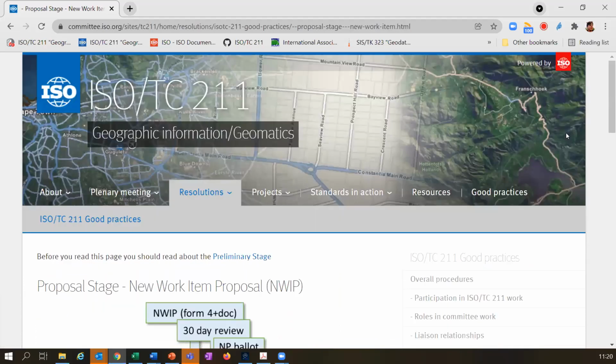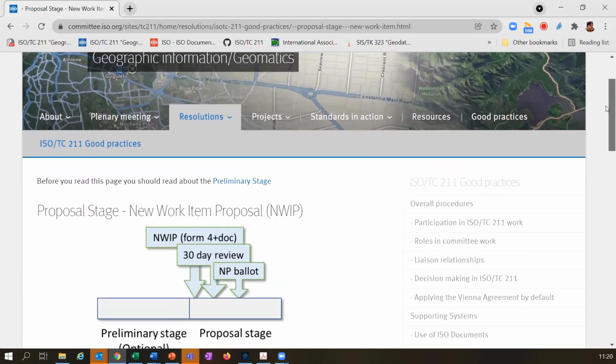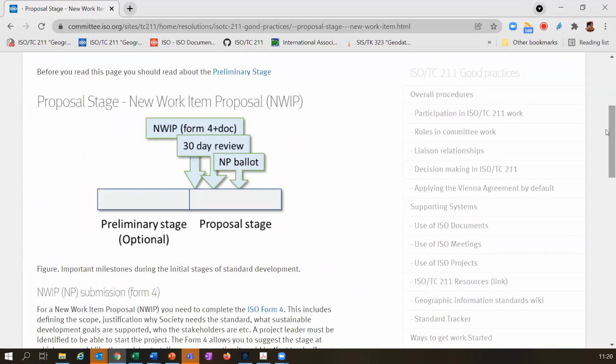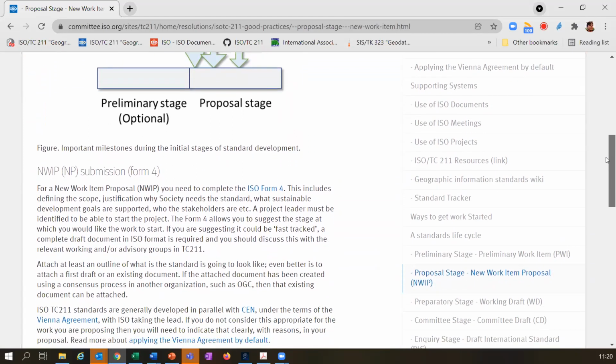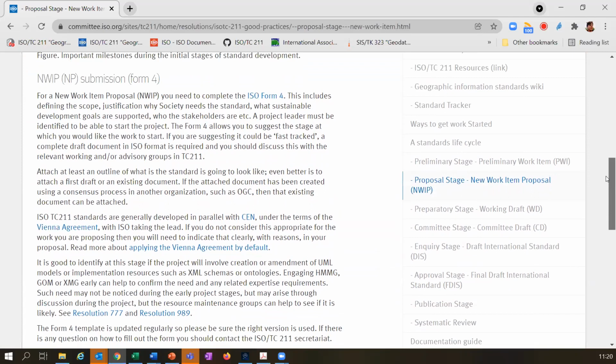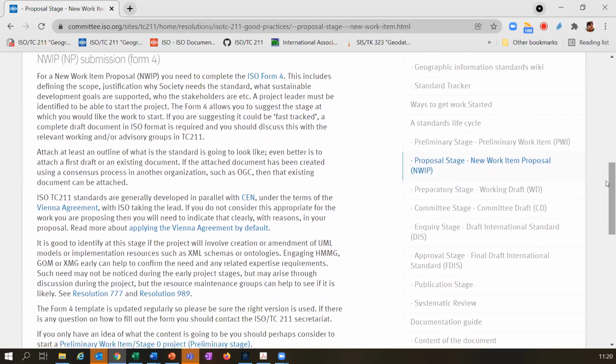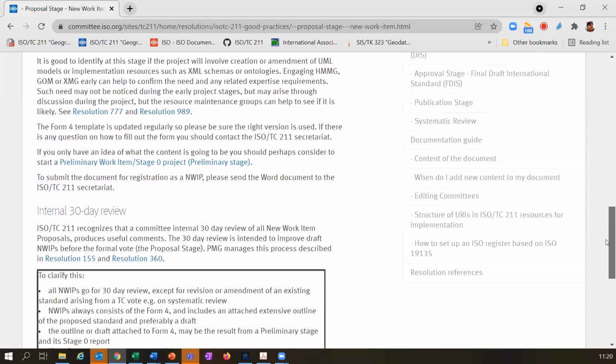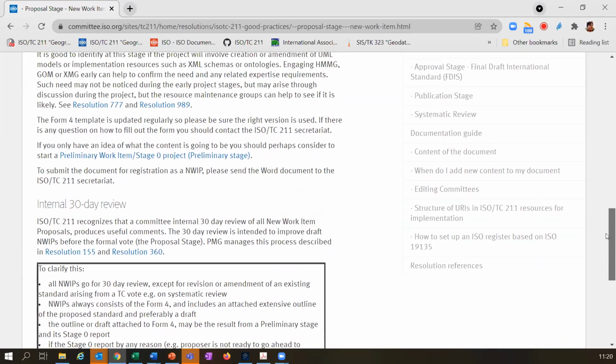Then when it comes to a proposal, we have resolutions about sending out a new proposal for a 30-day comment before we go for the new project ballot, the NP ballot. This is maybe something that when I came into TC211, I had a big problem with understanding when did we do this? When did we send out things on that 30-day comment, and when did we not?